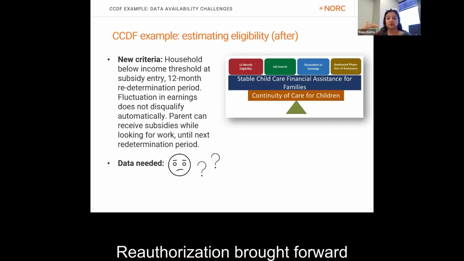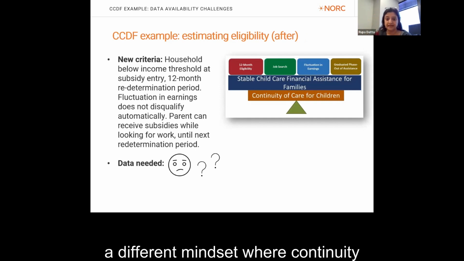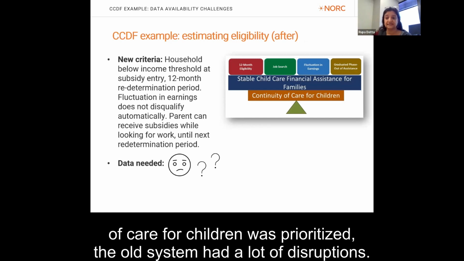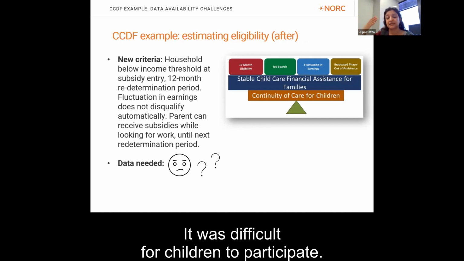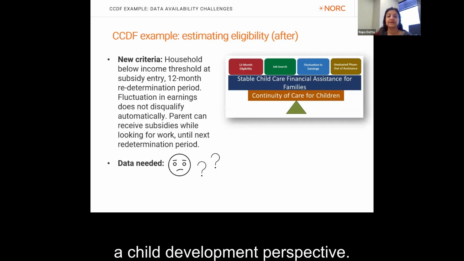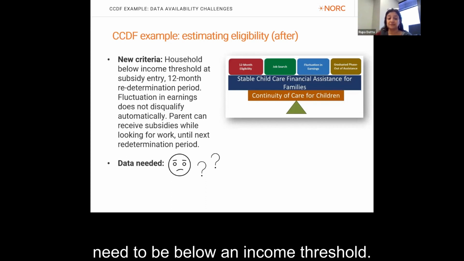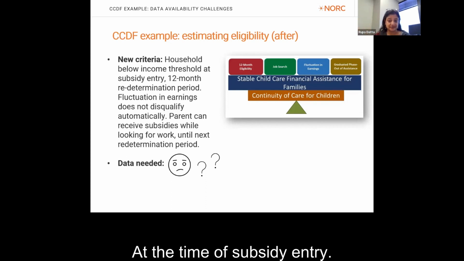Reauthorization brought forward a different mindset where continuity of care for children was prioritized. The old system had a lot of disruptions. It was difficult for children to participate on an ongoing basis in a single childcare setting, which is very important from a child development perspective. But the new legislation says that households need to be below an income threshold at the time of subsidy entry.